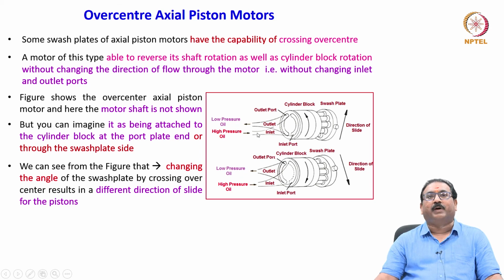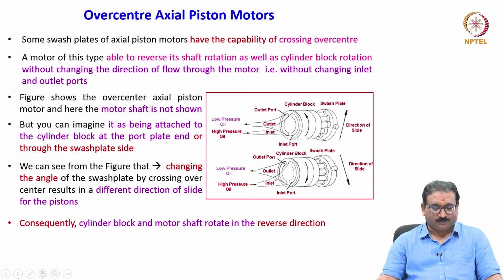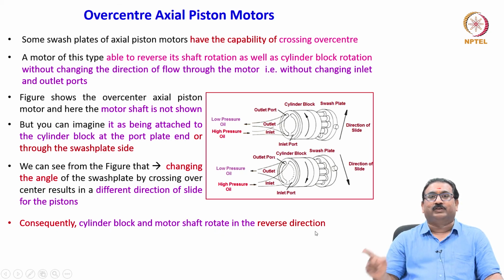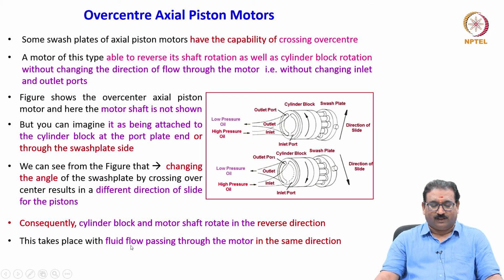The inlet is connected to the pump through various valves, meaning high pressure oil, and the outlet is connected to the tank. After rotating, it is low pressure oil only. But here I am not changing that. What am I changing? I am changing the direction of rotation of the swash plate. Consequently, the cylinder block and motor shaft rotate in the reverse direction without changing the flow direction. That is the beauty of the over center axial piston motors. This takes place with fluid flow passing through the motor in the same direction.